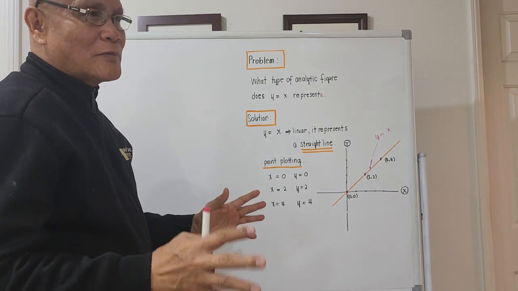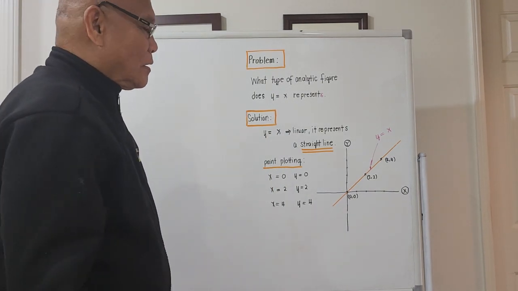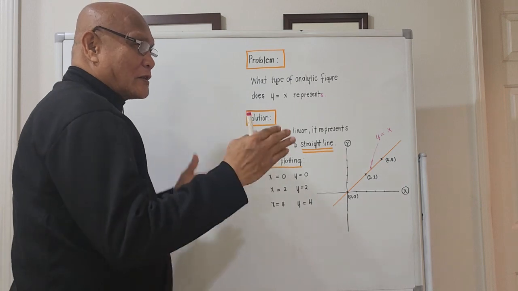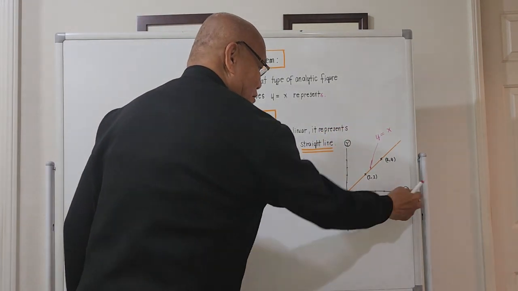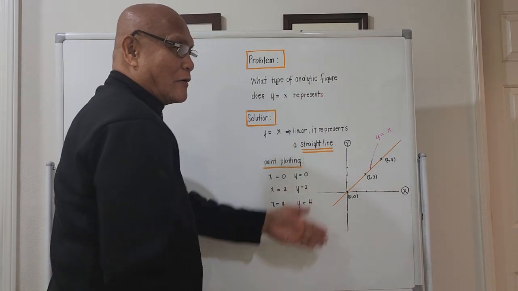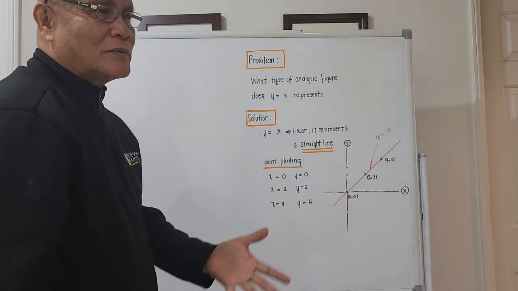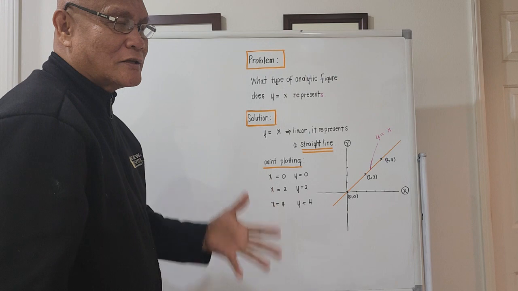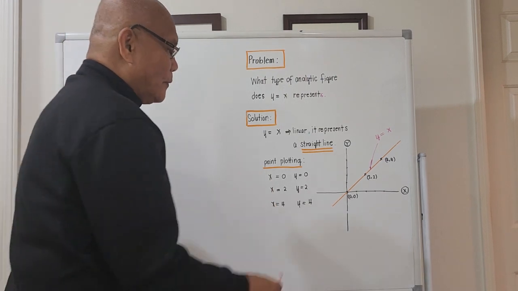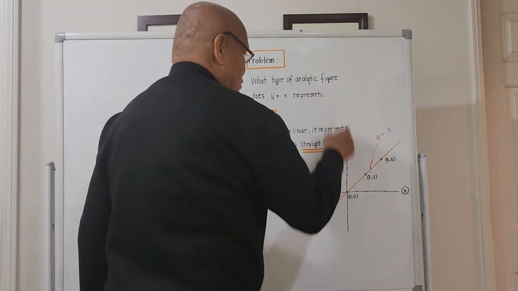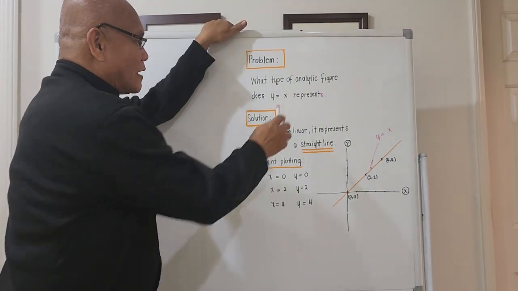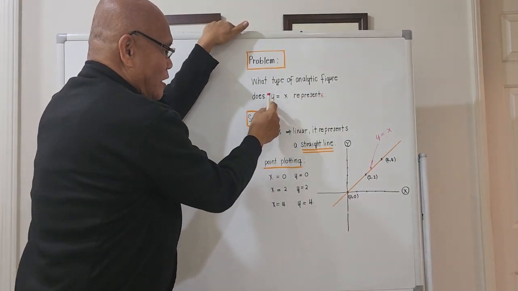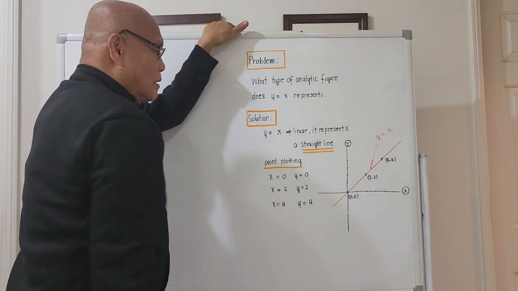We are on the topic analytic geometry. It involves the Cartesian coordinate system. We got the y-axis and the x-axis. It's only a plane, okay? And that is termed the so-called Cartesian coordinate system. This is the x-axis, this is the y-axis. And the problem is asking what analytic figure does y equal to x represent.